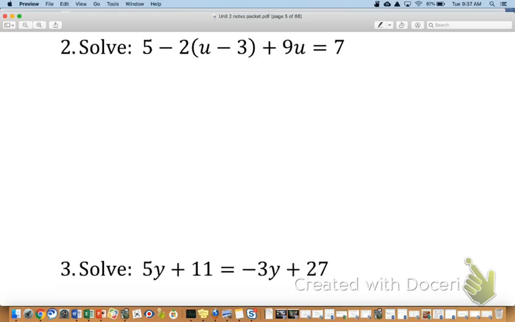So Ellie, I'm kind of curious. What was your first step? I don't know what you're going to say. I have not peeked at your paper. I distributed the -2. Whoa, did you hear that? Say that again so the video can hear you. I distributed the -2 to you. Oh, what a great idea. So when you did that, you got 5, keep going.